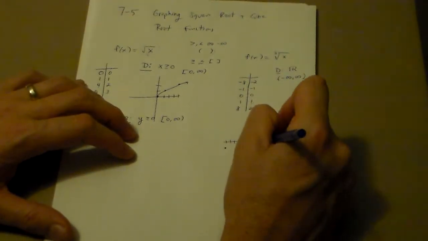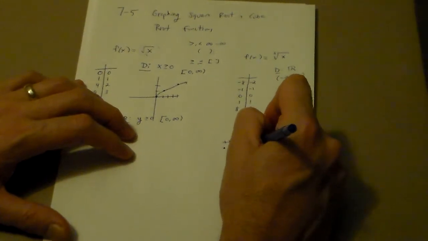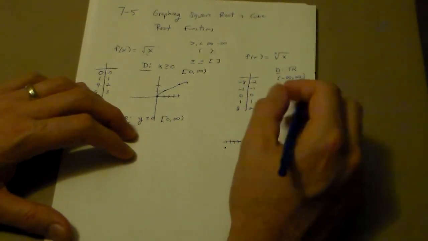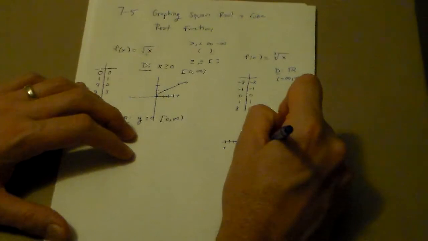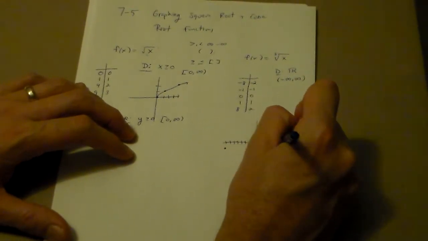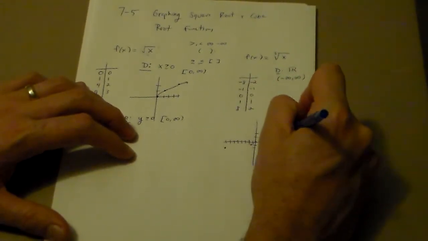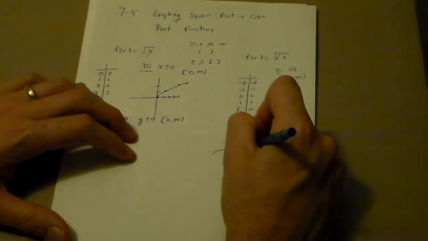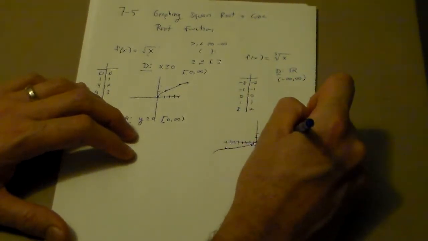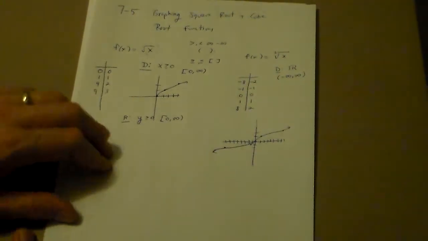Negative 8, negative 2. Negative 1, negative 1, 0, 0. 1, 1, 8, 2, 2, 3, 4, 5, 6, 7, 8, 2. So it looks like this. Okay, and there's your graph.